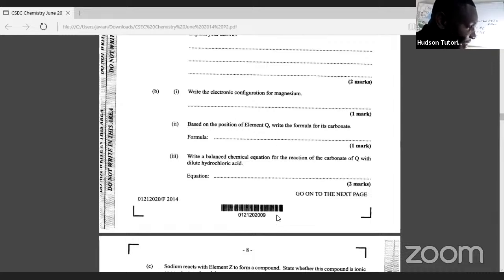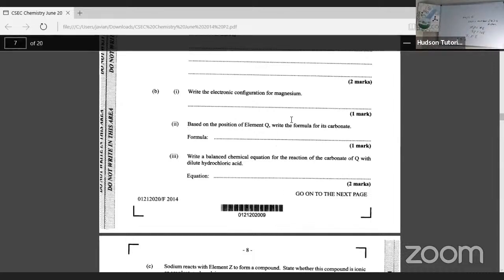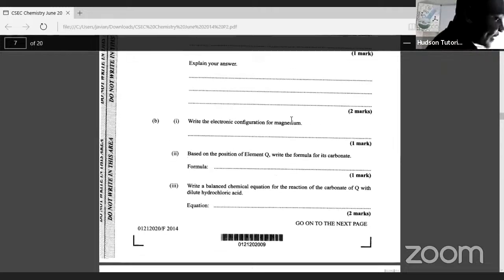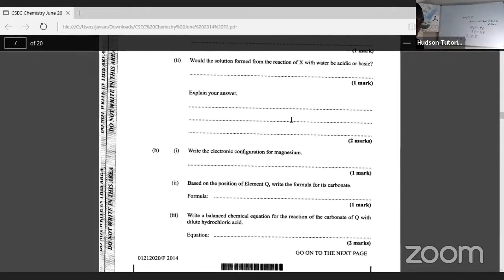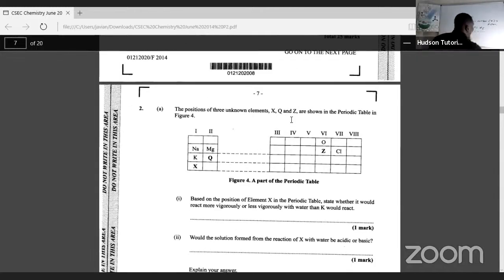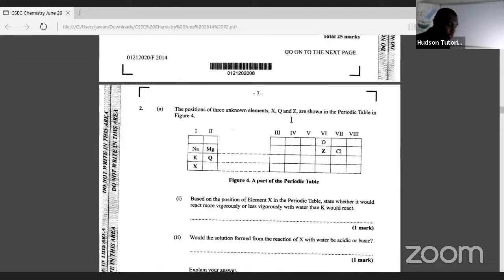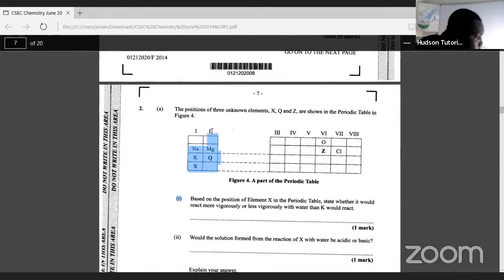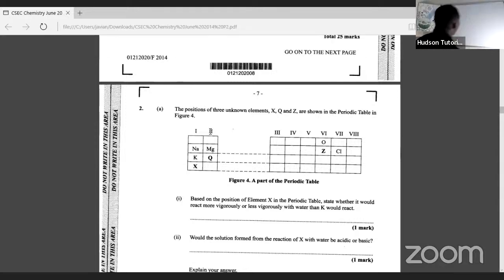It says right here, based on the position of element Q, write the formula for its carbonate. So let's look again at element Q. Let's look carefully where element Q is, guys. Element Q is in group 2, right? Right in group 2. Therefore, because it's in group 2, obviously the charge is 2+. Makes perfect sense.